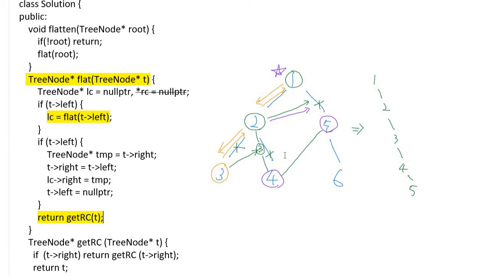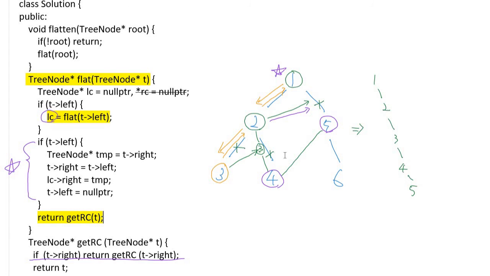This is done when number 2 moves to the right child of number 1 in the flat function at the top level. So at this time, the flat function should know the rightmost child, number 4, to connect it with number 5. In the code, the LC pointer stores the return value of the flat function, which would be the result of the get_RC function. get_RC finds the rightmost child at the bottom of the tree.